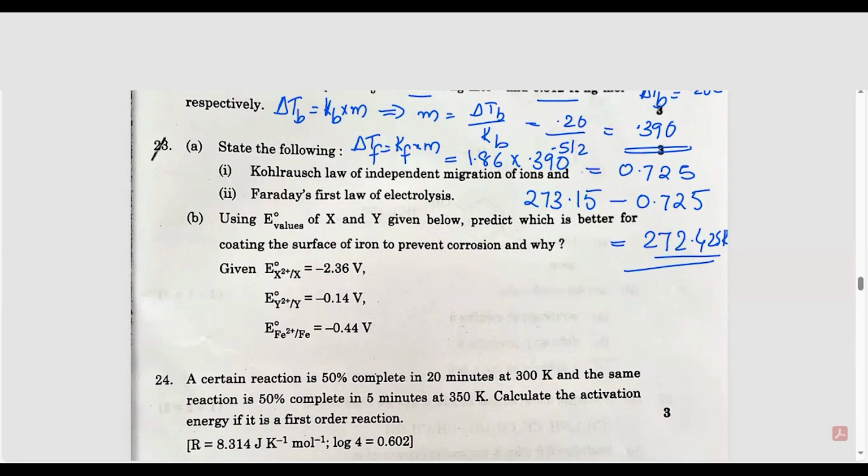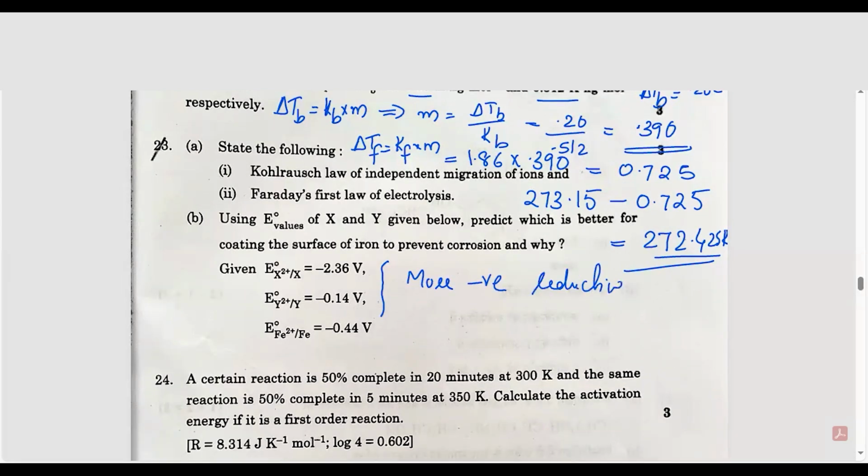Now moving to the B question. Using these values, X and Y are given. Predict which is better for coating the surface of iron, X or Y. So what you have to do? To prevent corrosion, you have to check which is having more negative reduction potential.